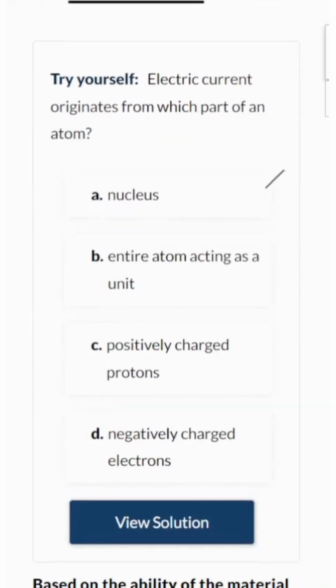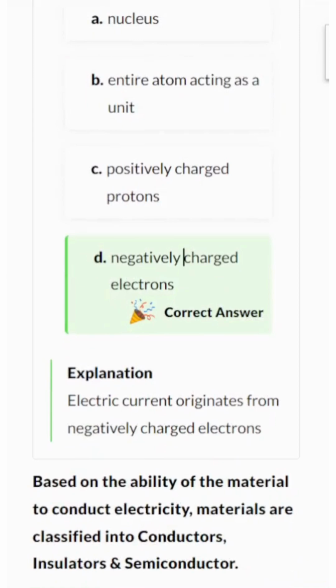Let's quickly solve a question to revise what we have learned. Electric current originates from which part of an atom? The correct answer is negatively charged electrons.